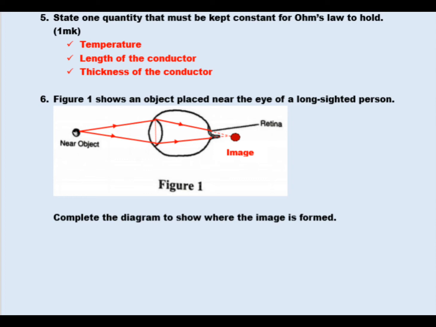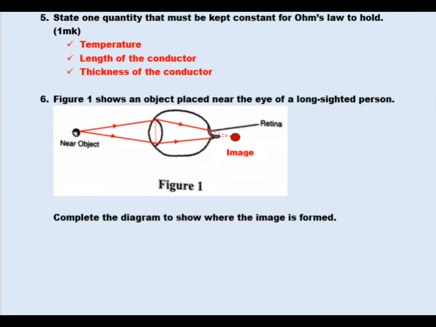Figure 1 shows an object placed near the eye of a long-sighted person. So you can see the near object. Then complete the diagram to show where the image is formed. So because this person is long-sighted, that means they cannot see an object which is near.